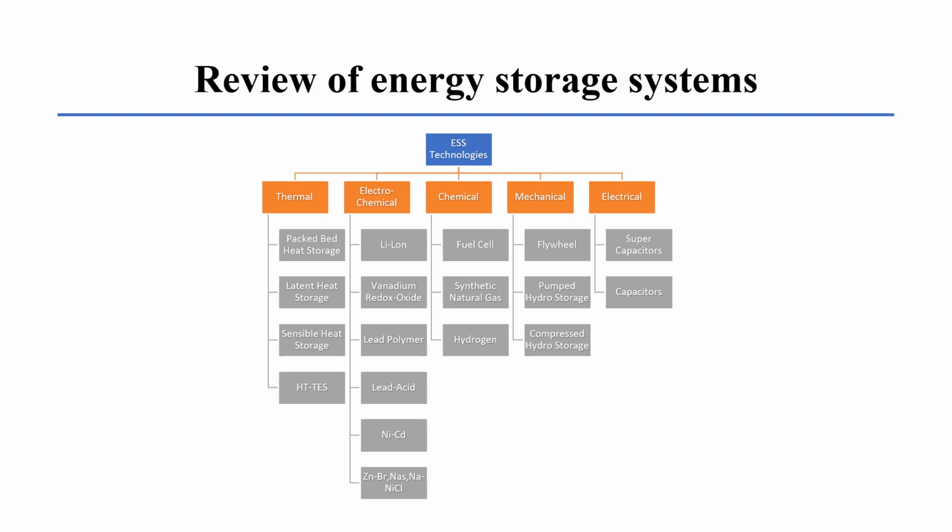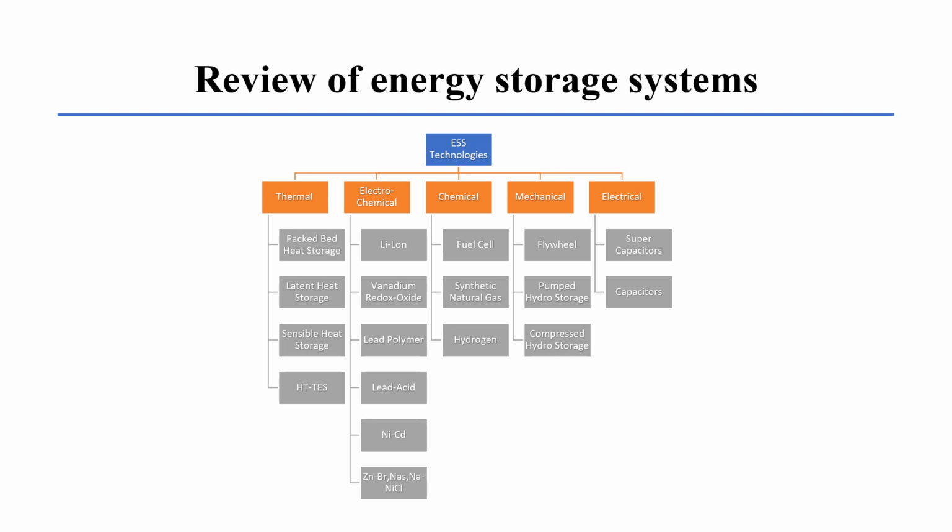As I mentioned above, there are many types of energy storage system. In this slide, we describe all types of energy storage system. The first one is thermal, the second is electrochemical, the third is chemical, the fourth is mechanical, and the last is electrical. There are four types of energy storage system in thermal: packed bed heat storage, latent heat storage, sensible heat storage, and HTTS.